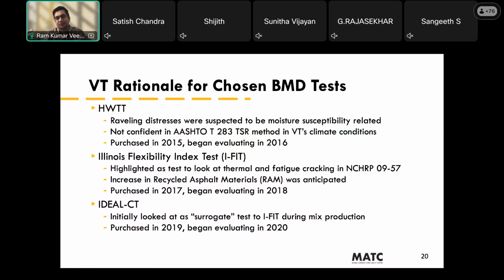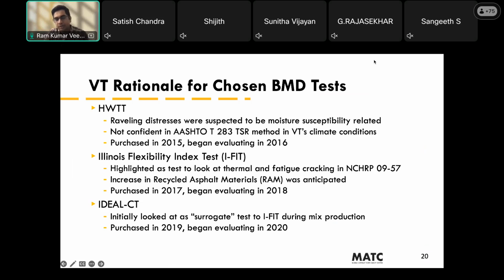And since this is a case study on Vermont, I'm going to talk about the rationale behind why Vermont chose these two tests for BMD. One of the tests that the Vermont agency was using was the Hamburg wheel tracking test. The reason they were using it is that they had a lot of issues with raveling.